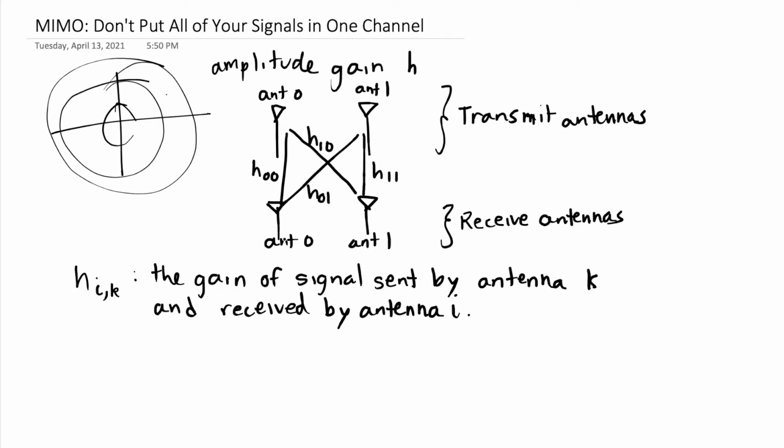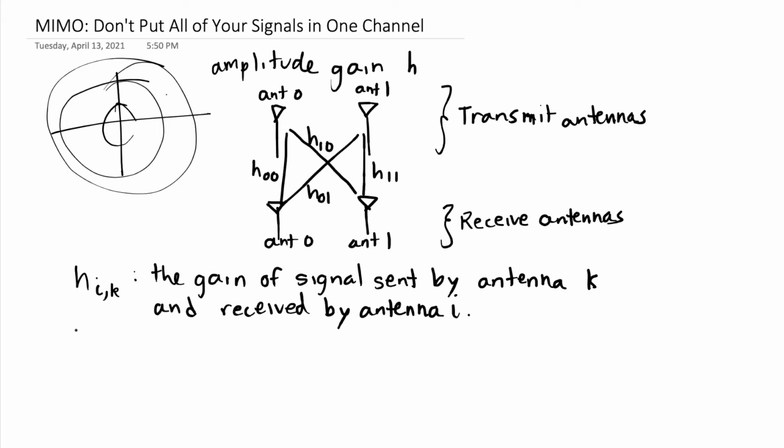in one channel. In fact, we want to gain from the diversity of having multiple random realizations of the gains in this channel. When one goes bad, hopefully some other channel is going to be good, and that's going to allow us to recover our transmitted signal.